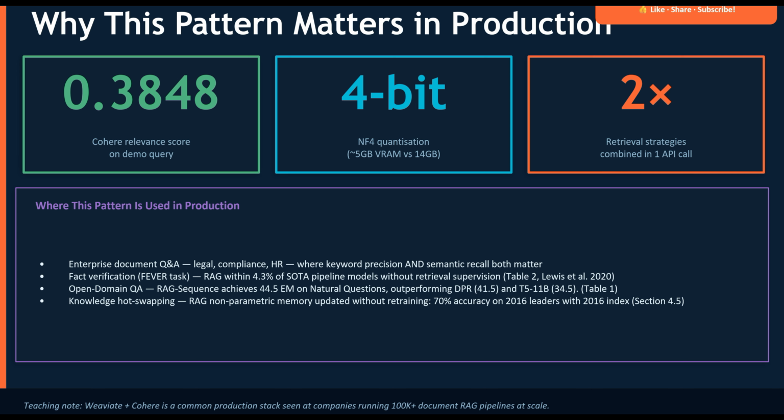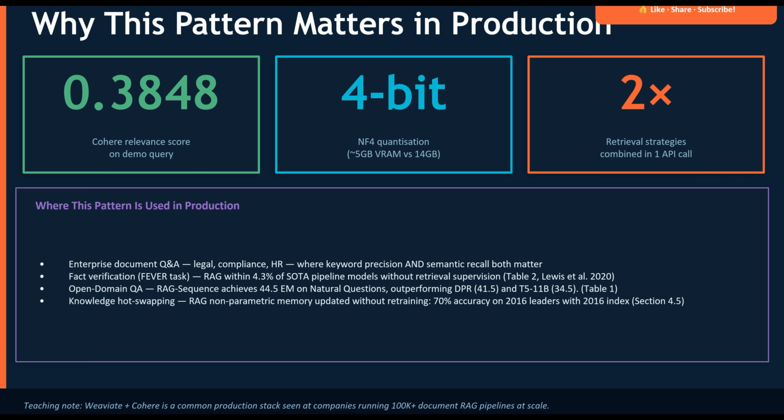The NF4 4-bit quantization is a massive practical win. You are loading a 7 billion parameter model in approximately 5 GB of VRAM instead of 14 GB. That's the difference between running on a free GPU and requiring a paid A100.